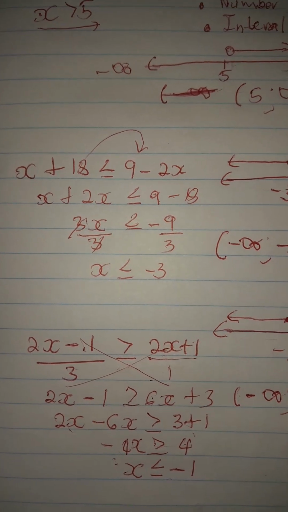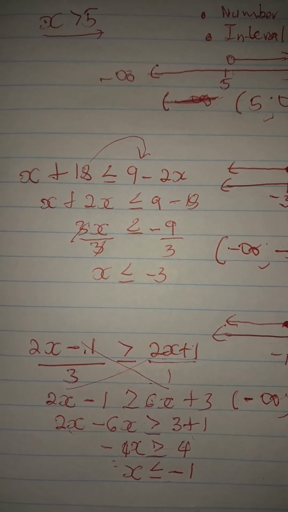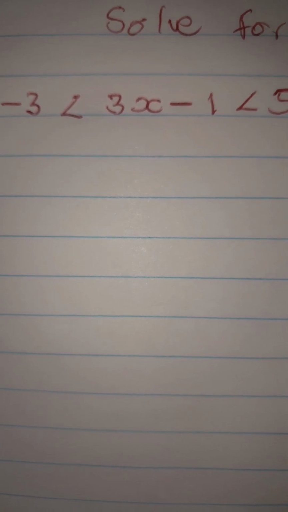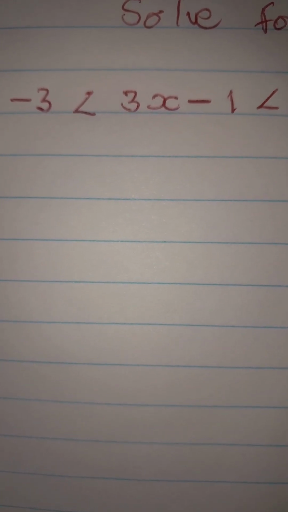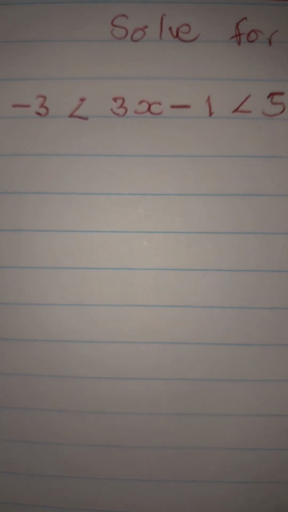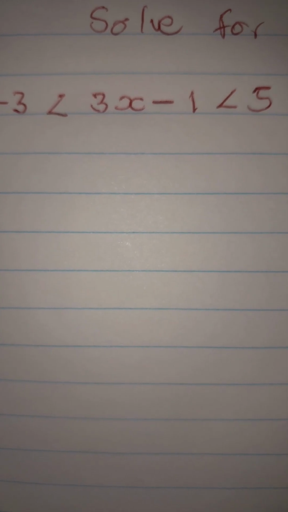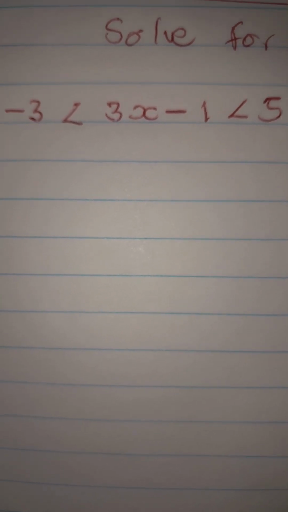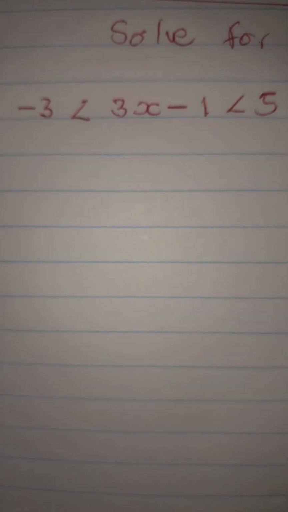So let's go to the last equation. The last equation is -3 is less than x minus 1 but less than 5. So we have to solve for x in this case. This type of linear inequality is what we call a compound inequality. It's a compound inequality.